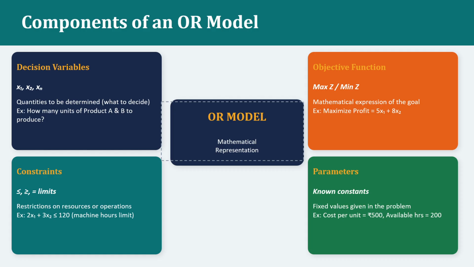Every OR model consists of some basic components. First is decision variables. These represent the choices available to the decision maker. Second is the objective function. This defines what we want to maximize or minimize. Third is constraints, which represent limitations like budget, time, labor, resources. Finally, we have parameters, which are known values used in the model. Don't worry if these terms seem new, we will study them in detail when we start linear programming.